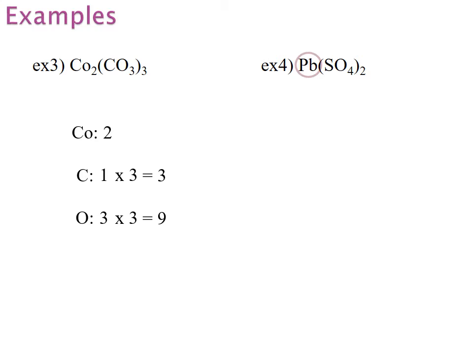I have Pb. I know they go together because the b is lowercase. I have S all by itself, and I have a capital O which goes all by itself. Pb, there is just 1 of them, so I have 1 lead atom. Sulfur, there is just 1 of them, but it is inside of brackets, so I must multiply it by the 2, giving me a total of 2 sulfur atoms.